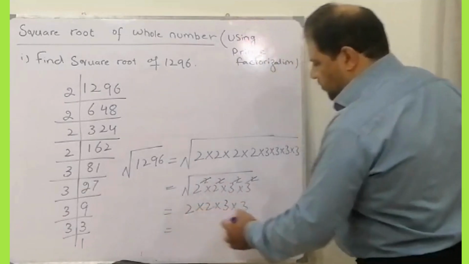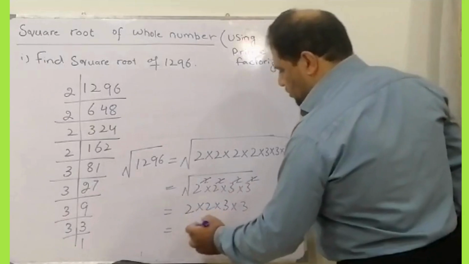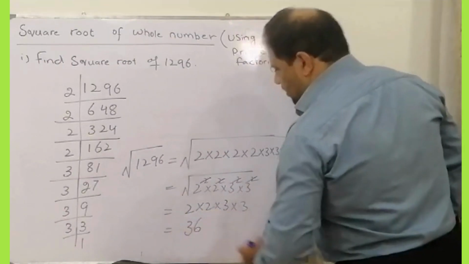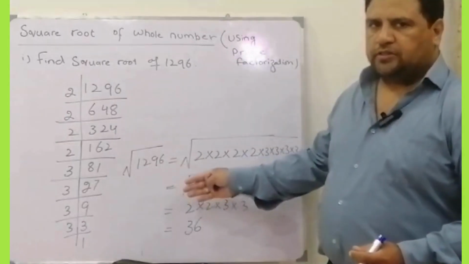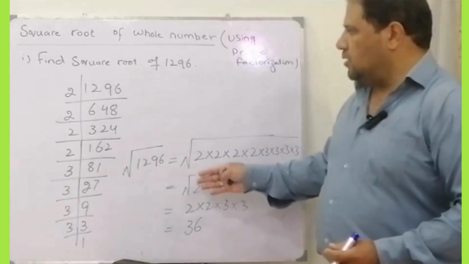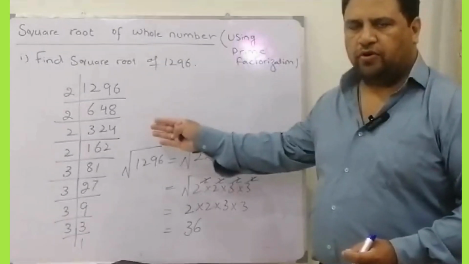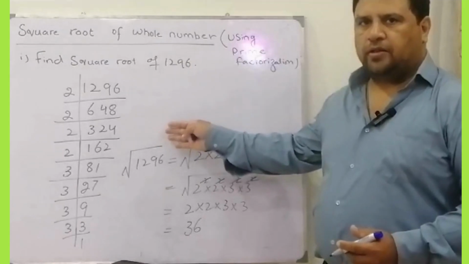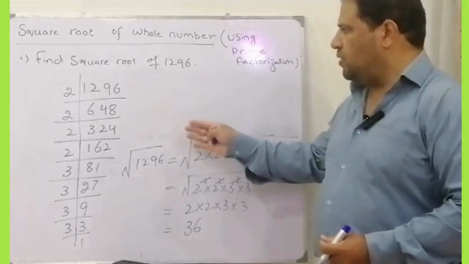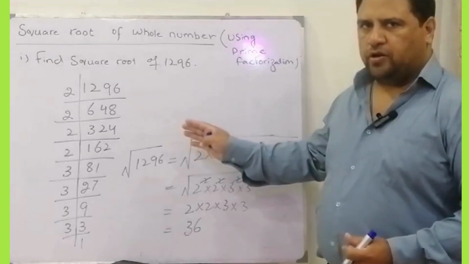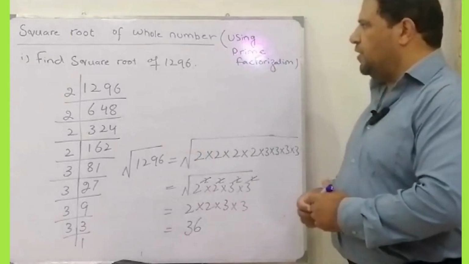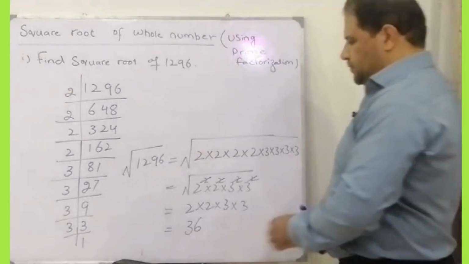Now in the last step we will multiply all the numbers and we will get 36. This is our answer. So 36 is the square root of 1296. This is the method through which we find the square root of a whole number of any value, by using prime factorization. Now how to find the cube root of numbers?